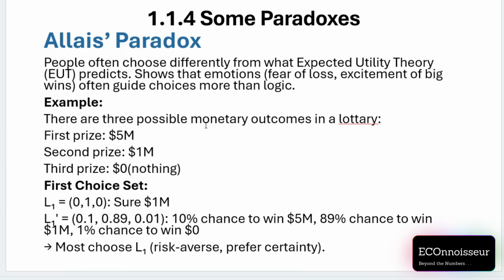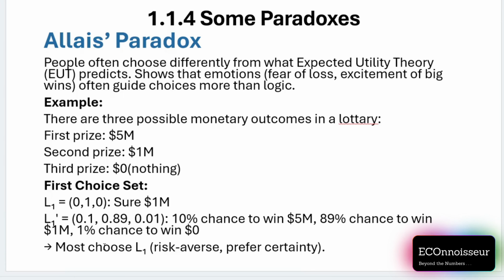There are three possible monetary outcomes in a lottery. First prize is $5 million, second prize is $1 million, and third prize is nothing. The first choice set says there are two lotteries. Lottery L1, which says that there is the probability of sure $1 million, and the L1 prime says there is 10% chance to win $5 million, 89% chance to win $1 million, and 1% chance to win $0.